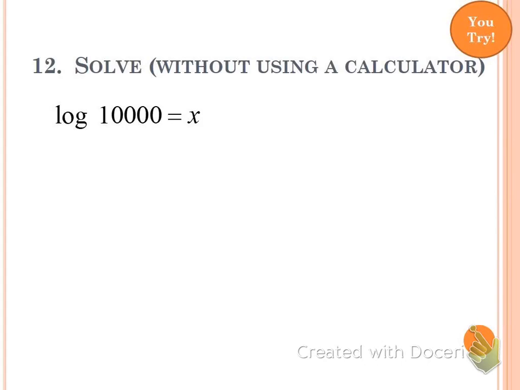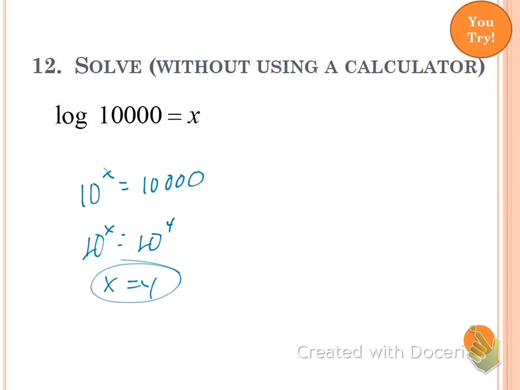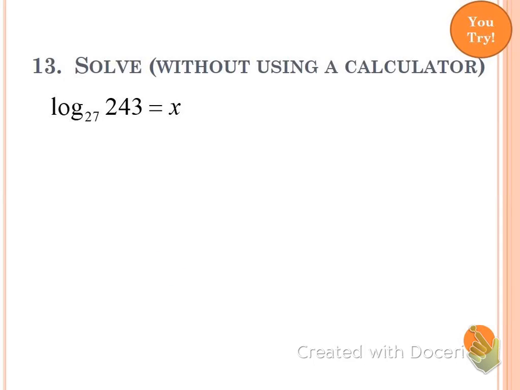Okay, what'd you do? Remember the base here is still 10. So we get 10 to the x equals 10,000. We can rewrite 10,000 as 10 to the 4th. Drop those bases, and x equals 4. Okay? All right. More of the same. We're just going to slide the x.